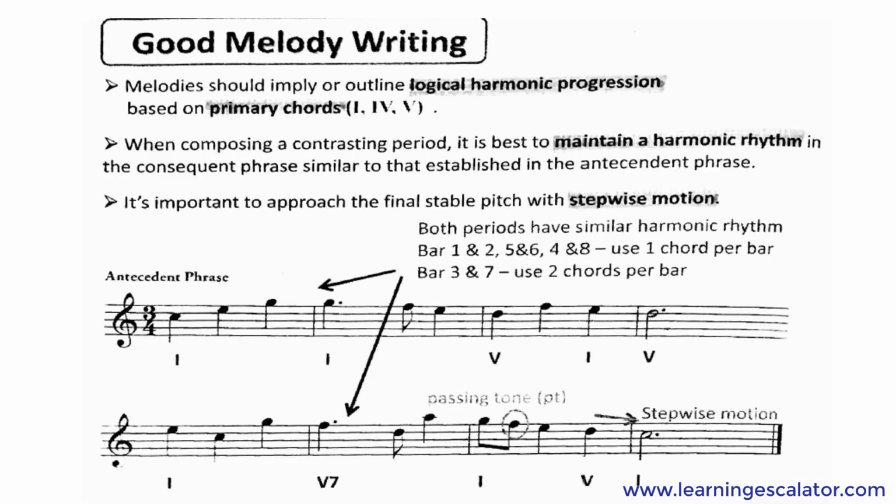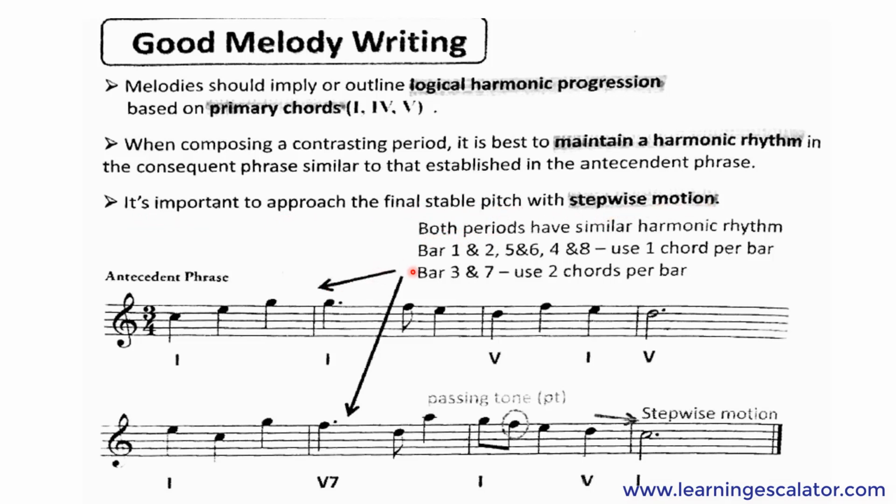Good melody writing. Melodies should imply or outline logical harmonic progression based on primary chords: tonic chord, subdominant chord, or dominant chord. When composing a contrasting period, it is best to maintain a harmonic rhythm in the consequent phrase similar to that established in the antecedent phrase. It's important to approach the final stable pitch with stepwise motion.